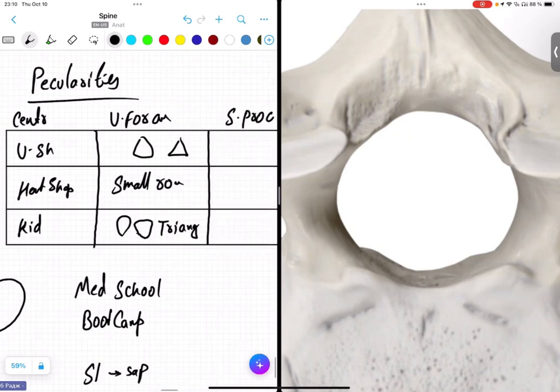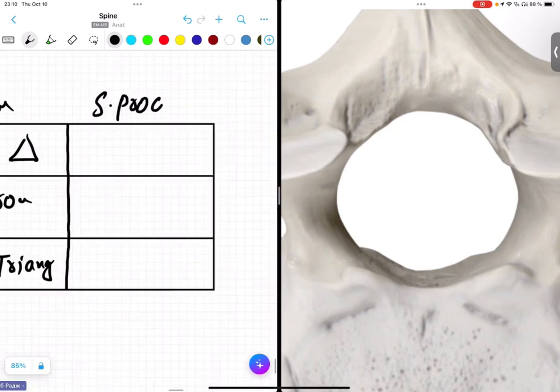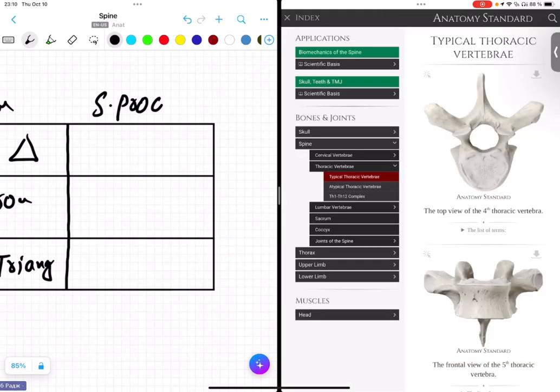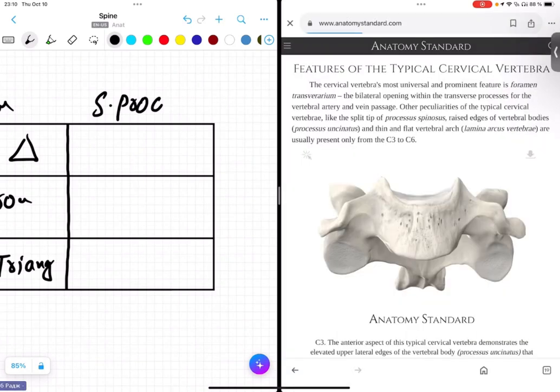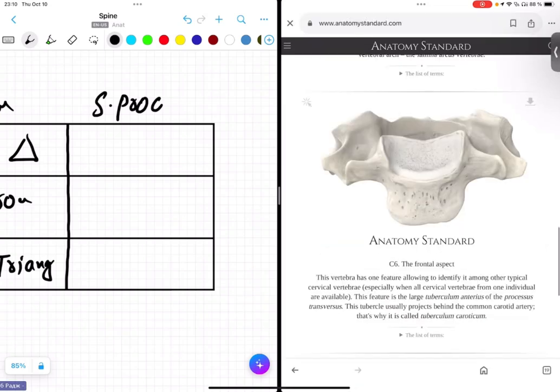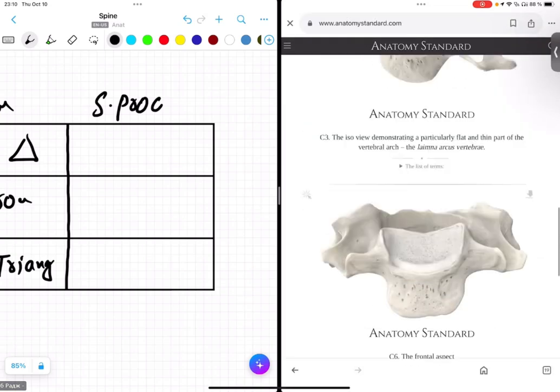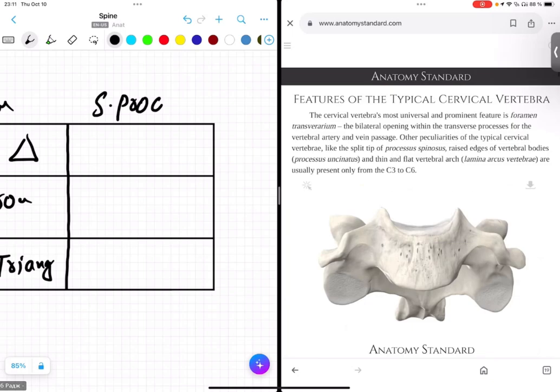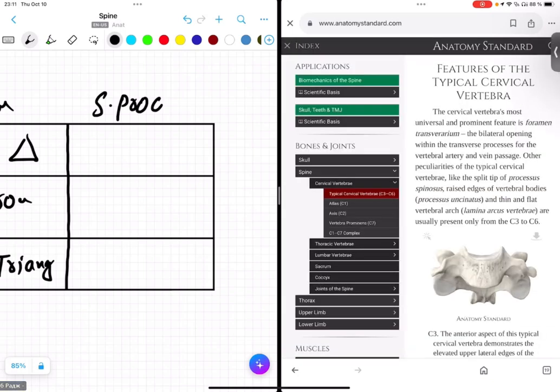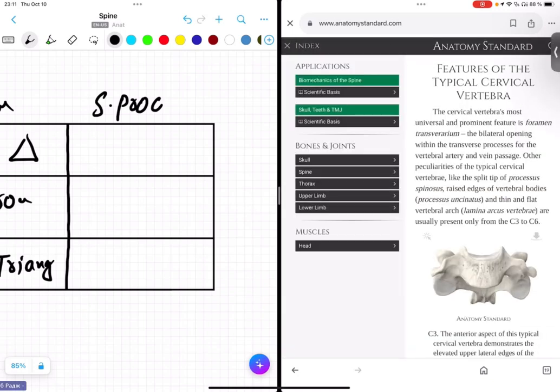Now you have the spinous processes. Let's open the typical cervical vertebrae in the lateral view. Typical. Let's see the spine itself.